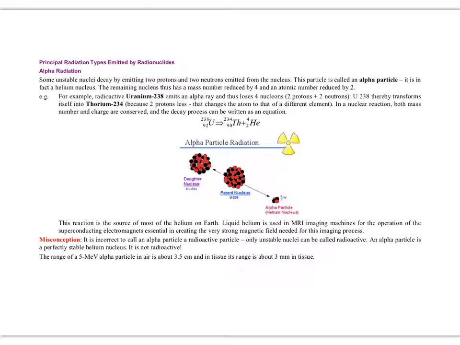So here we've got principal types of radiation emitted by radionuclides, radioactive atoms or nuclei. The first one we're looking at is alpha radiation. And you can see an equation here, where uranium is changed because it gives off a helium nuclei.